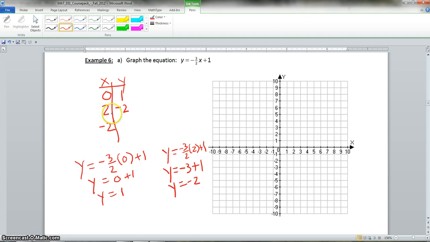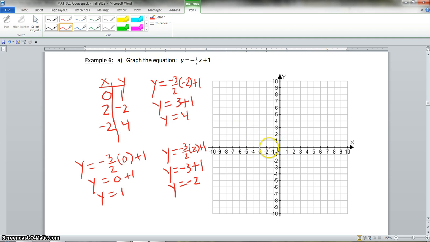Now the reason why I use 2 as our denominator is because what will end up happening, these 2's will simplify out and it will leave you with an integer. Now we're going to use negative 2. So we have y equals negative 3 halves times negative 2 plus 1. Now again, these 2's will simplify out, but you still will have a negative 1 here. Negative 3 times negative 1 will give you positive 3. And 3 plus 1 we know is 4. So when x is negative 2, y is 4.